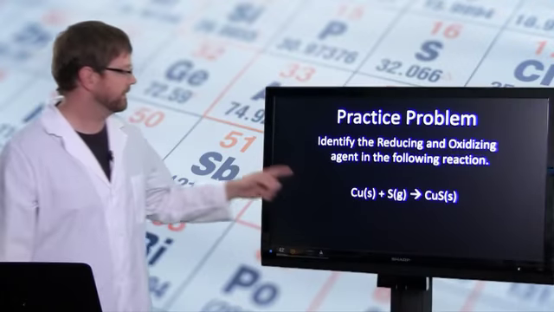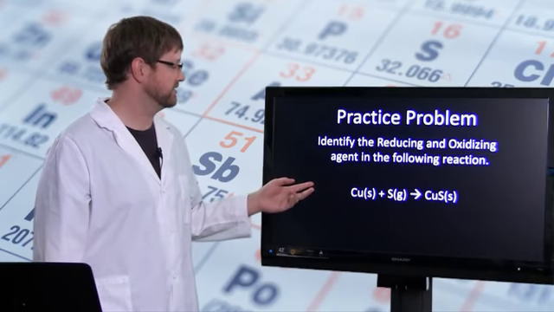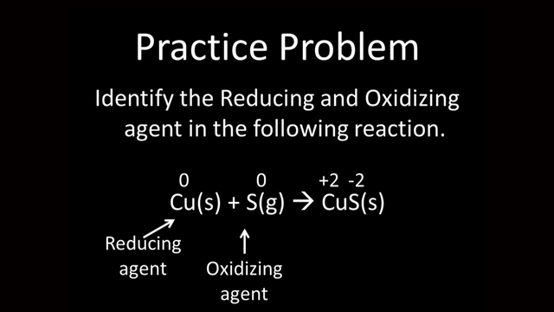All right, well, copper and sulfur are both in their elemental state, so they have a 0 charge. In copper sulfide, the copper now has a +2 charge, and the sulfide has a -2 charge. So copper, since it's losing electrons, is oxidized, so it's the reducing agent. Sulfur, since it's gaining electrons, is being reduced, so it is the oxidizing agent.